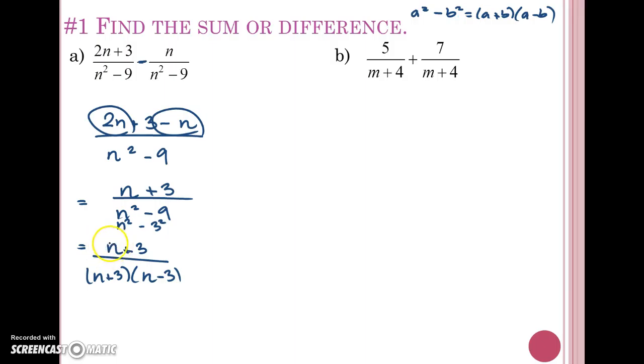Now, looking at these, I see that they both have an n plus 3 in common, so I can reduce that. And I have n minus 3 left over in the denominator, but up top, I just have a 1. And that is your final answer.